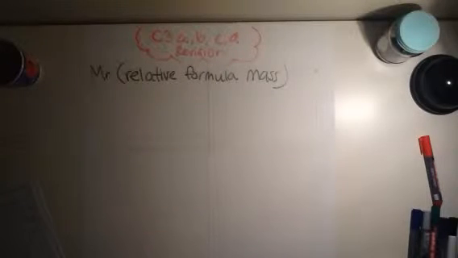Alright, calculating the relative formula mass. This is actually fairly straightforward, ladies. When you look at your periodic table, all you need to do is look at the top number. And basically you just have to add it all up depending on the formula that you're given.